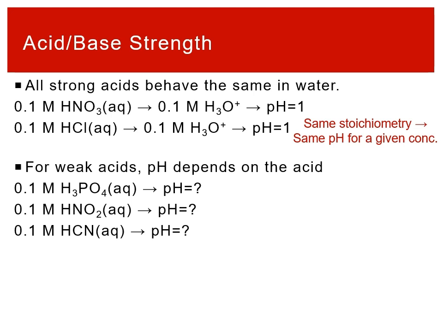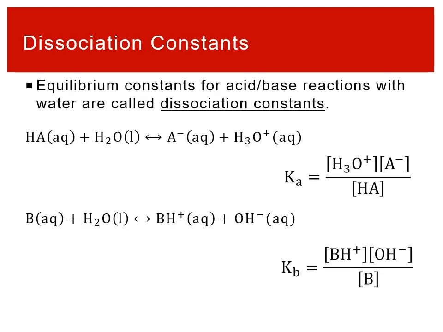But for weak acids, the pH is going to depend on the acid. They're all in equilibrium. It's all a reactant-favored equilibrium, that reaction with water, and they're all going to have a different equilibrium, which is a different pH. So what is the pH going to be for these different acids when they're in water? That question is going to be answered based on where the equilibrium lies. And that equilibrium is the reaction of the acid or the base with water. And so we can define an equilibrium constant for that.